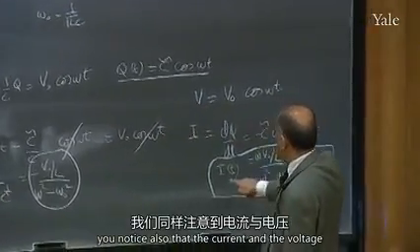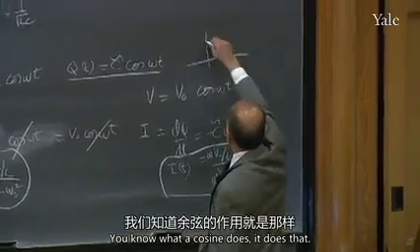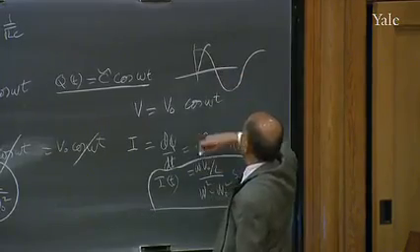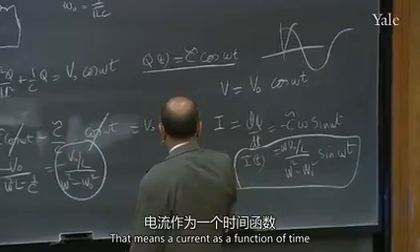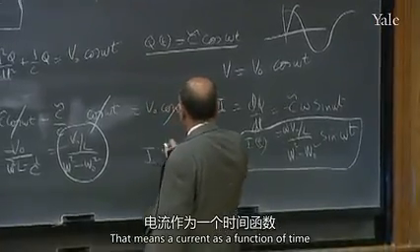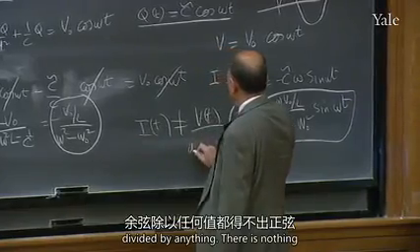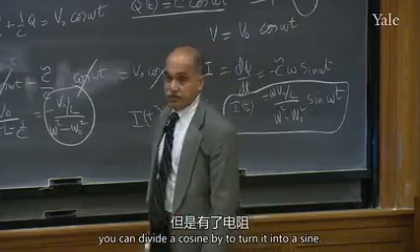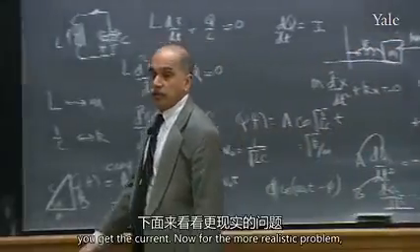You notice also that the current and the voltage are not in step. One is a cosine. You know what the cosine does. It does that. Other is a sine. So they are out of step. When one is a maximum, the other is a minimum, and so on. That means the current as a function of time is not equal to the voltage as a function of time divided by anything. There is nothing you can divide a cosine by to turn it into a sine. Whereas with resistors, you just divide by R, you get the current.